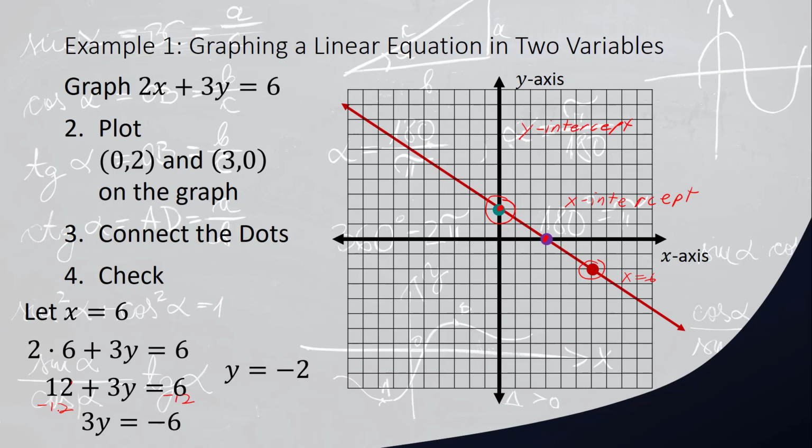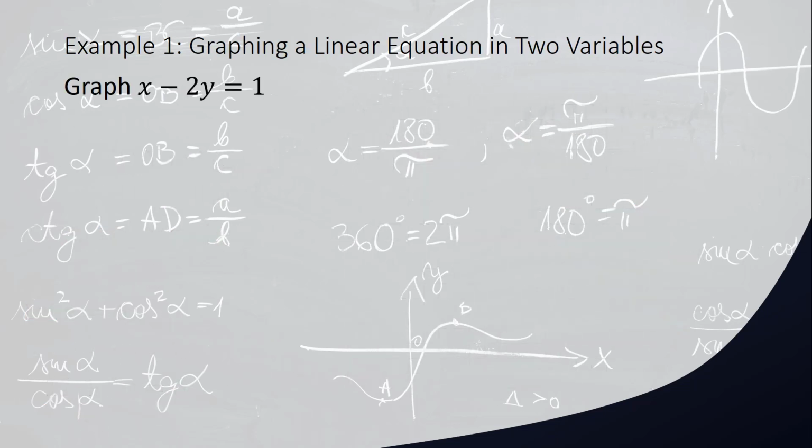If we do, this cancels. We have 3y is equal to -6. We can divide both sides by 3. And if we do, we will have y is equal to -2, which gives us 6 comma -2, which is this point right here, right on the line. So it works out, and we have good confidence that this line represents the equation. All right, let's do one more example.